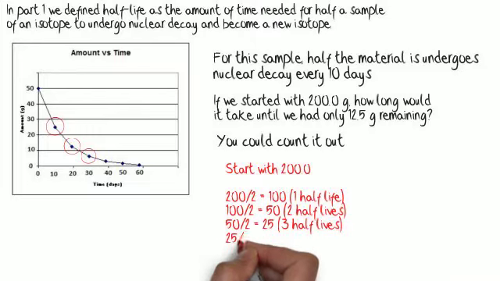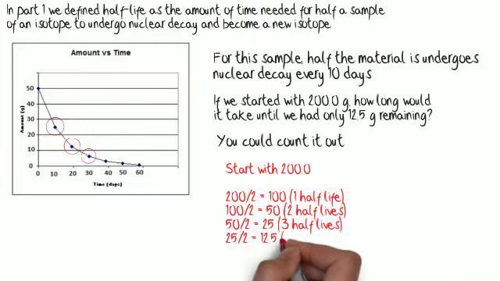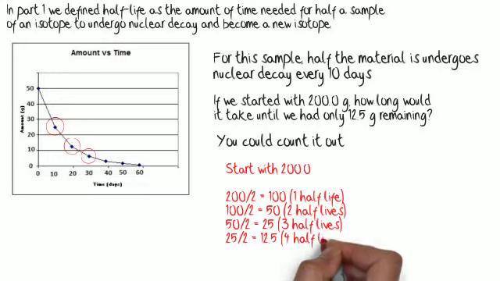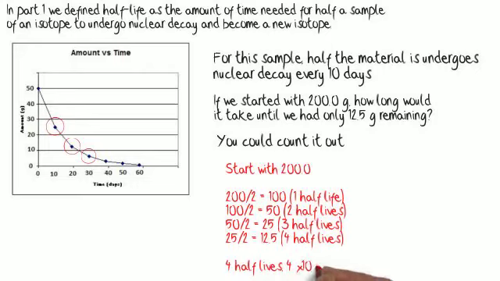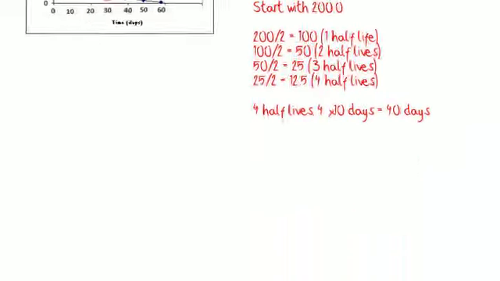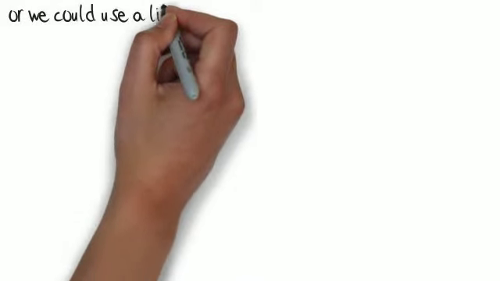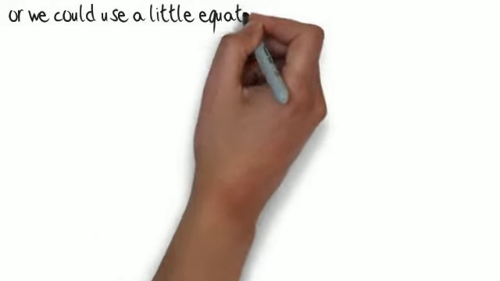And 25 divided by 2 is 12 and a half. That is four half-lives. It takes four half-lives to go from 200 to 12 and a half. So what that means is that four half-lives times 10 days per half-life will be 40 total days. Now that's the first way to solve this problem. There's an alternative. We could use an equation.